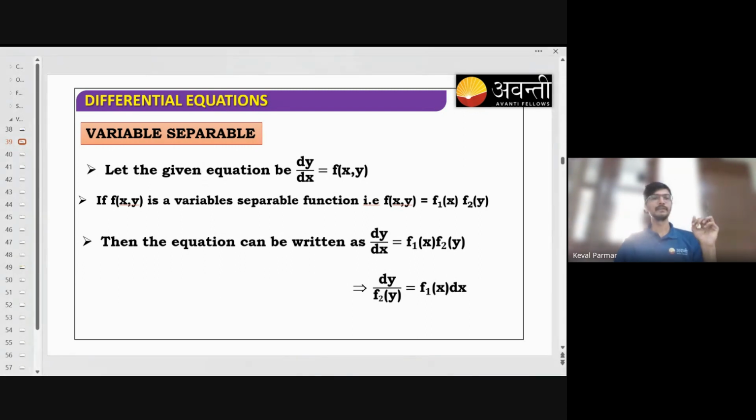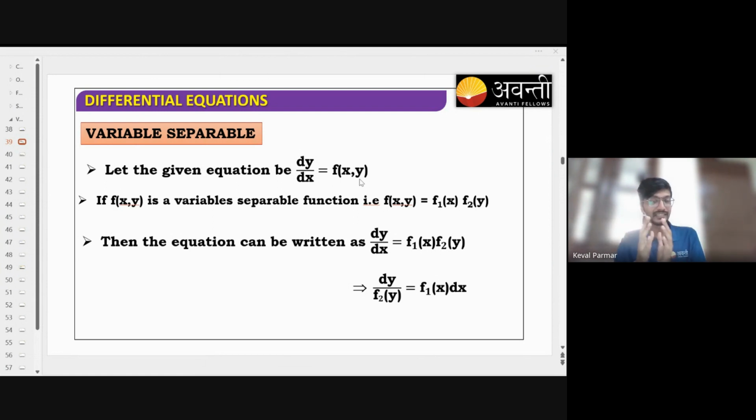So, what is meant by variable separable? Let the given differential equation be dy by dx equals f of x comma y. Then variable separable basically means taking all the x terms with dx and all the y terms with dy. It is as simple as that.